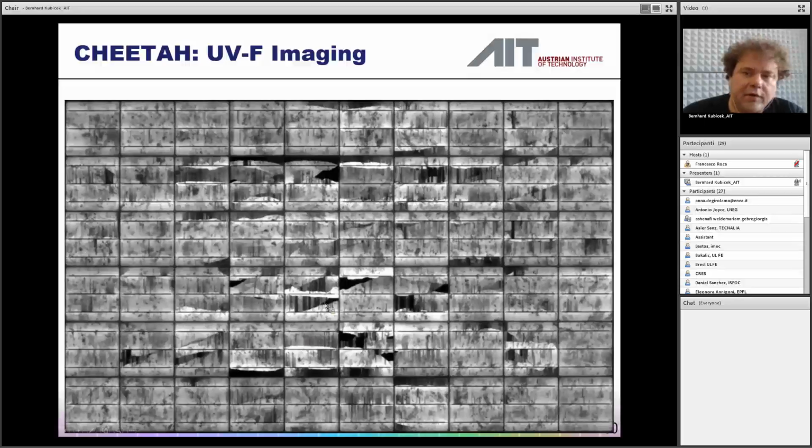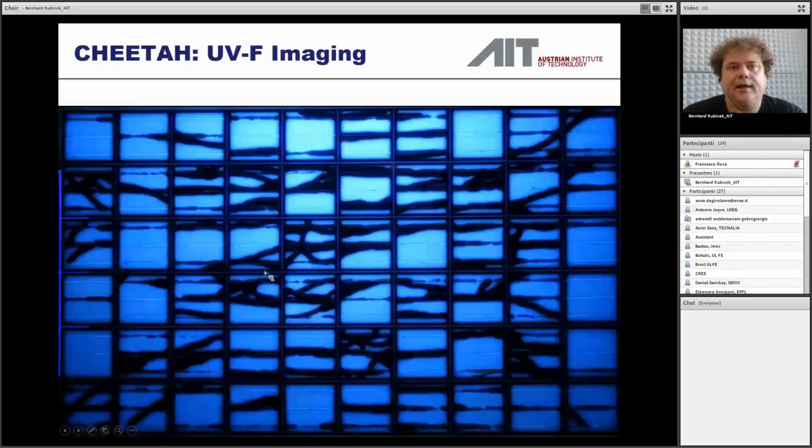And I will go once again back. Maybe you want to pick a crack from the EL image that is clearly visible. And I go back to the UV image, and it will be there, quite sure. So there is a strong correlation between the cracks that you can see in the UV fluorescence and the electroluminescence. And it's even, in some cases, easier to see the cracks in the EL because they have higher contrast. In the UV, sorry.